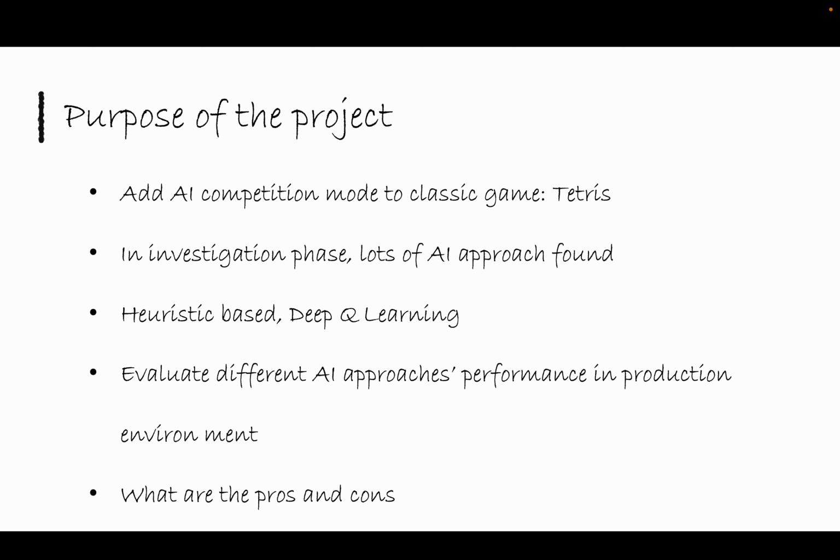We want to add an AI competition mode to the classic game, Tetris. During the investigation phase, we found lots of available AI approaches, for example, the heuristic-based AI or DQN learning, which is a quite famous reinforcement learning framework. So we want to evaluate different AI approaches' performance in the production environment. What are the pros and cons of using different methods?